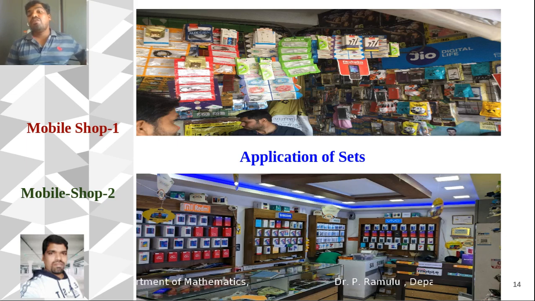So what happened here? A collection of well-defined objects is called a set. Why? Because in this mobile shop, the collection is well-defined, looks good, and the objects are put together. That means the mobile shop Vivo, Asus, Samsung, Redmi, so this is the included set. We can take that as a power set also, right? How do you know that the Vivo, Samsung, Redmi, Asus form a set? In the other shop you are unable to judge.